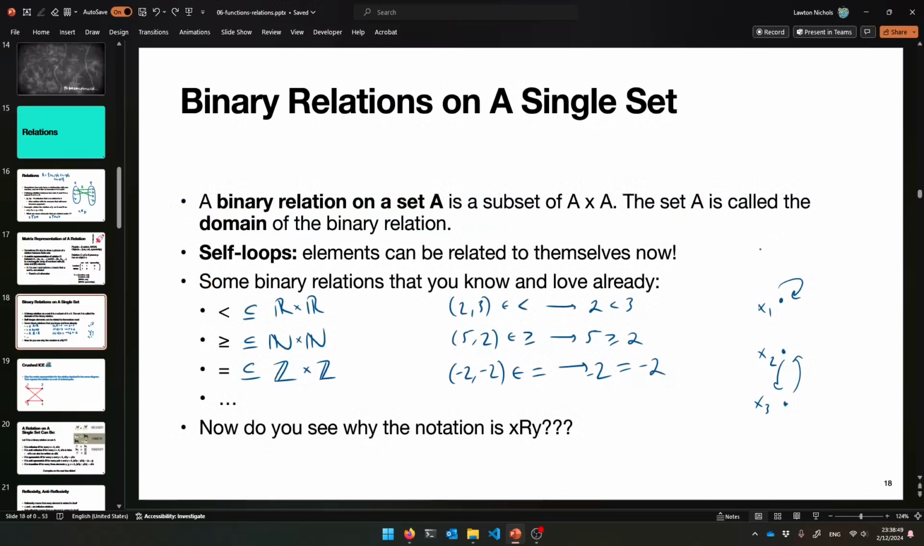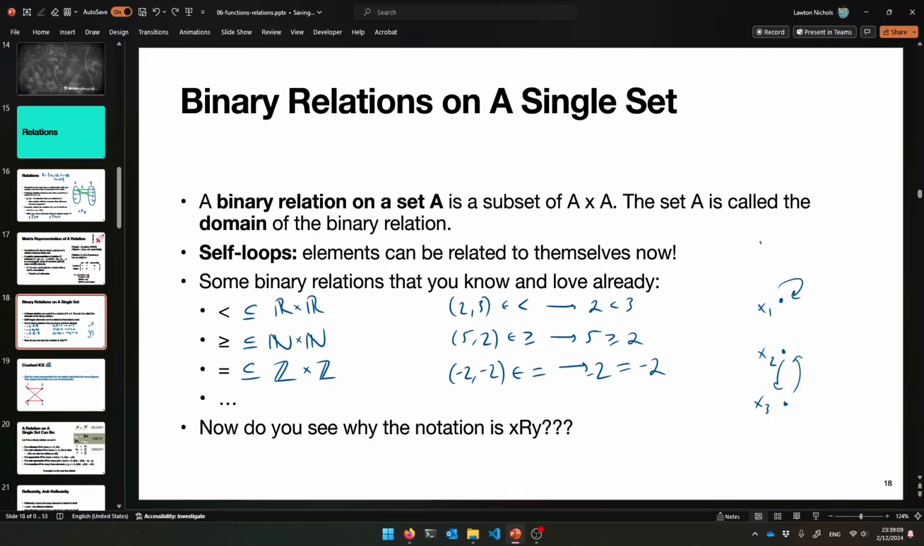You can totally draw relations like this. You can call this relation R or something. When you have arrows like this, it means that x2 is related to x3 on the right. x2 is on the left, x3 is on the right. And this arrow is saying that x3 is related to x2, where x3 is on the left and x2 is on the right.